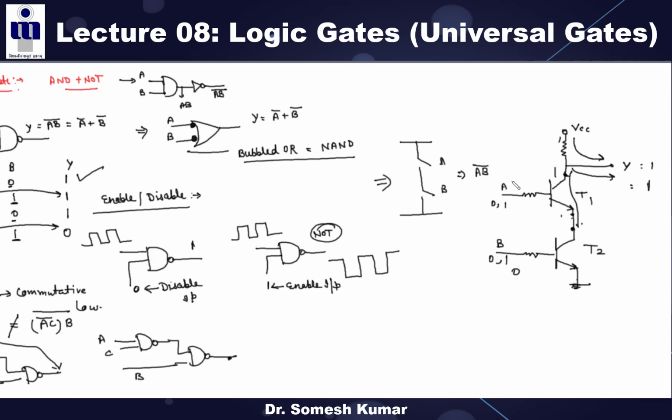Clear? What happens if both are 1, 1? Both transistors are on in that case, and the whole current will pass to the ground. And what is the output? Can I say this Y is equal to AB whole bar? Right? Clear?